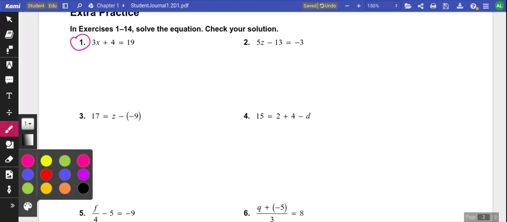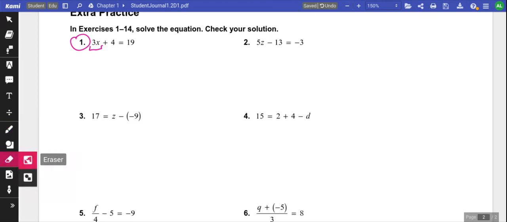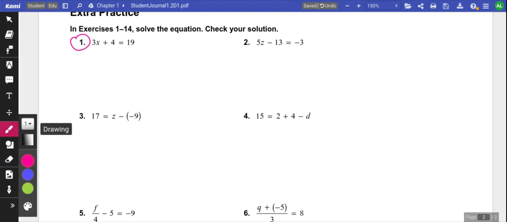Okay, so I have 3x plus 4 is equal to 19. The thing that some people struggle with when we start doing these multi-step is they're not sure what to do first. Generally, if you can get the x term on its own first, that's what you want to do. So you've got this 3x term. You want to get rid of this positive 4, this plus 4. You're adding here, so you want to use that inverse operation. You want to go ahead and subtract a 4 from each side.